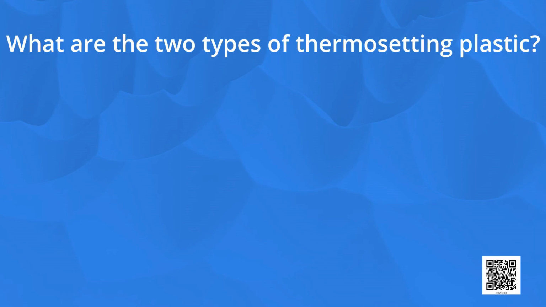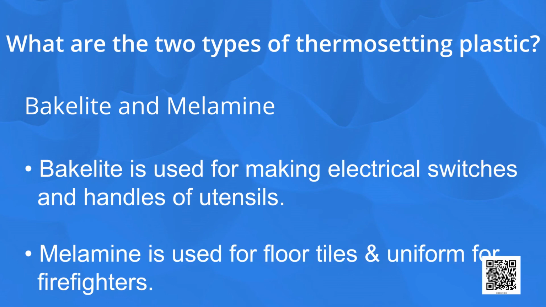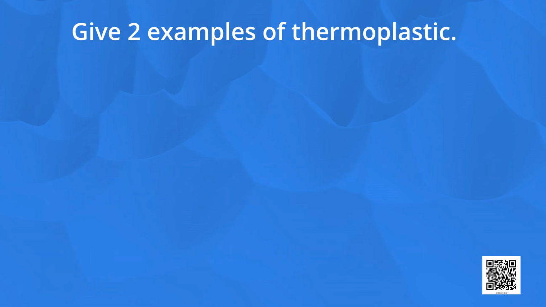What are the two types of thermosetting plastic? Yes, the answer is right. First type is bakelite and the second type is melamine. Bakelite is used for making electrical switches and handles of utensils, whereas melamine is used for floor tiles and uniforms for firefighters. Now the next question: give two examples of thermoplastic. And yes, the answer is polythene and PVC, polyvinyl chloride.